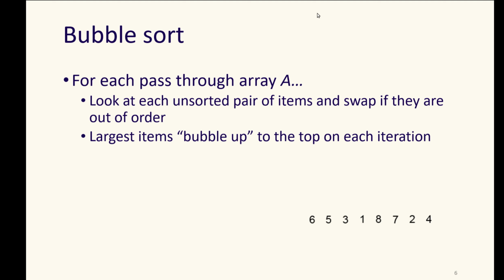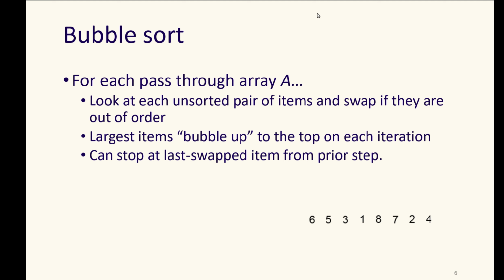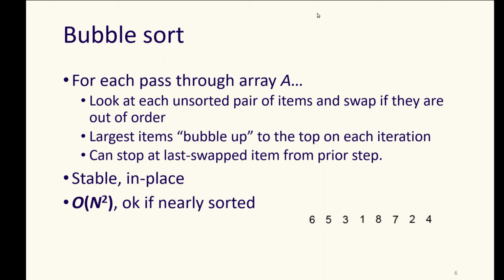So it sort of does like selection sort, where here, though, the max will be located at the right location after one iteration through. It does a little nicer than selection sort in some sense because other items will get swapped closer to their correct place as you iterate through. And you can stop at the last swapped item from the prior step as well, so you don't have to keep re-looking at items that you had already swapped into the correct places. It's stable and it can be done in place, so low memory footprint. It's still O of n squared. Its best performance is if the array is nearly sorted already.